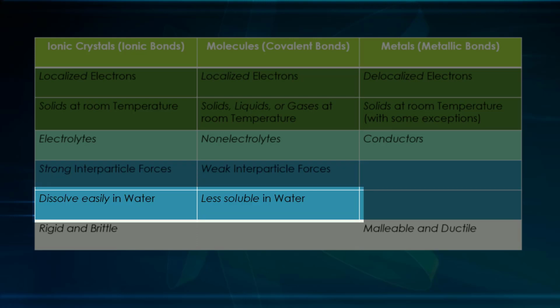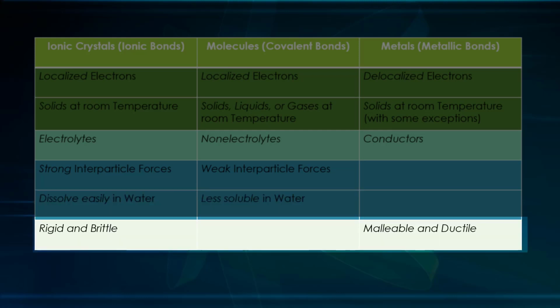Ionic crystals dissolve easily in water. Molecules are less soluble in water. Solubility is related to dissolving ability. Certain substances, molecules like sugar, can dissolve very easily in water. Other molecules, especially if they're nonpolar, have a more difficult time dissolving into water.